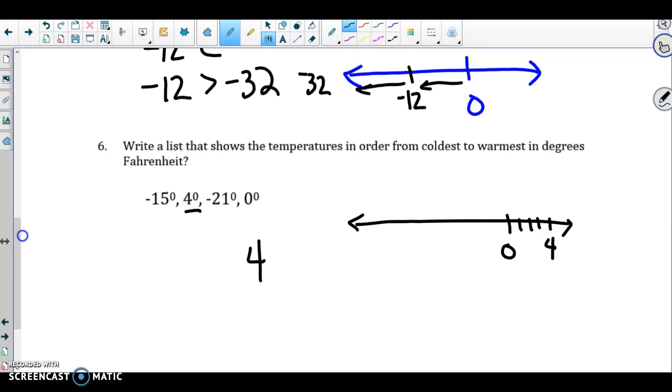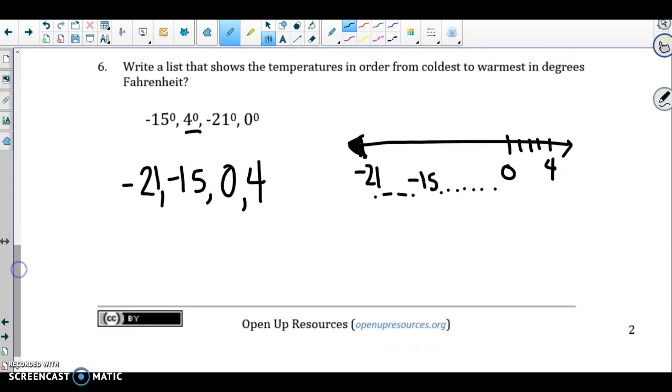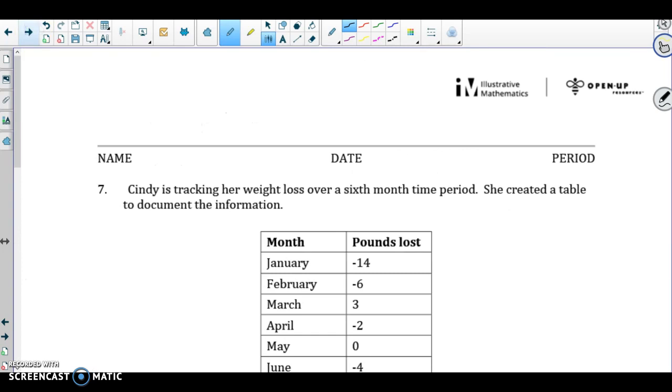So 4 is my largest, okay, because that'd be the warmest. Still pretty cold, but, and then 0. And then we've got to kind of discuss between negative 15 and negative 21. So the one that would be farthest to the left would be negative 21, because then we keep walking going this direction, we'd hit negative 15, and then we keep going all the way up to 0. So negative 21 is the coldest, then negative 15, and then 0, and then 4. All right, moving on to number 7.